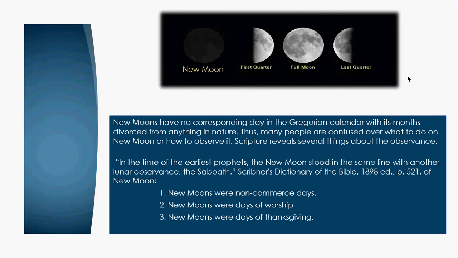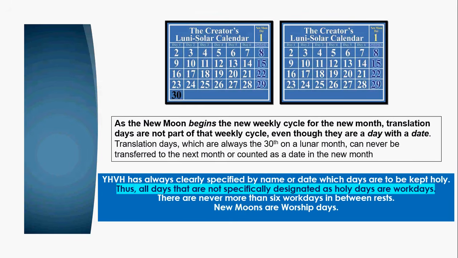Well, first point is new moons were non-commerce days. Two, new moons were days of worship. Three, new moons were days of thanksgiving. So as the new moon begins the new weekly cycle for the new month, translation days are not part of that weekly cycle, even though they are a day with a date. Translation days, which are always the 30th of a lunar month, can never be transferred to the next month or counted as a date in the new month.